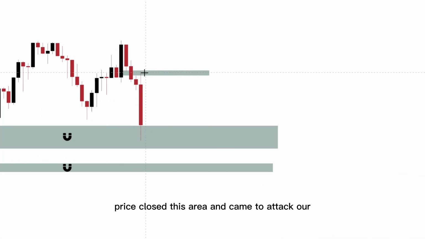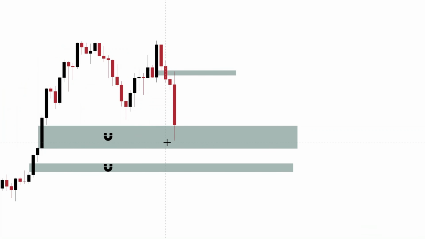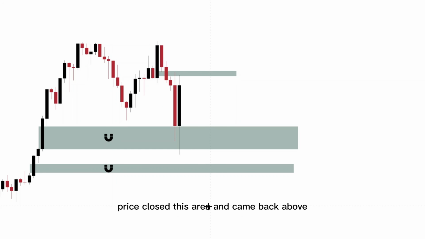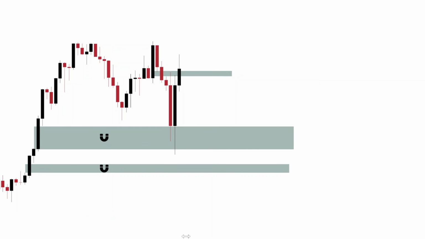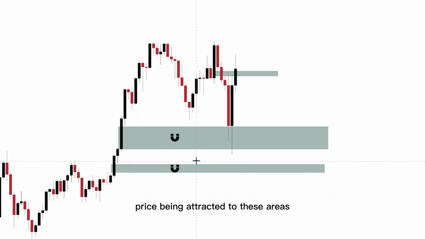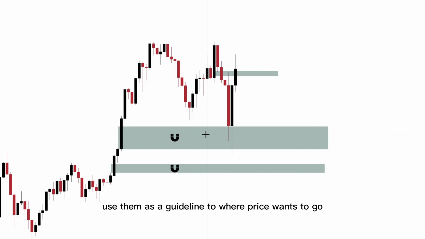Price closed this area and came to attack our bullish fair value gap. Price closed this area and came back above. And that's the main purpose of a fair value gap. These areas will attract price. So what you want to look for is price being attracted to these areas. And not only can you use them as entries, which we'll cover in a little bit, you could use them as a guideline to where price wants to go.